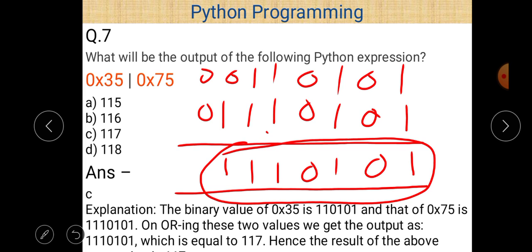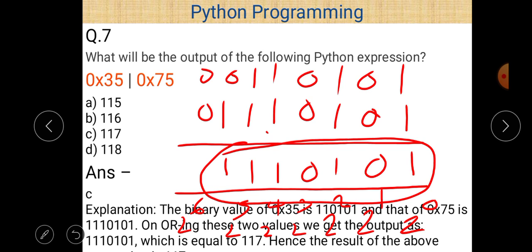But in this question, the answer is given in decimal form. So we have to convert this binary number into a decimal number again. According to the rule, the first digit is multiplied by 2 power 0, then next is 2 power 1, then 2 power 2, 2 power 3, 2 power 4, 2 power 5, and the last digit 2 power 6. After that we add all these numbers, and then we get the final answer.